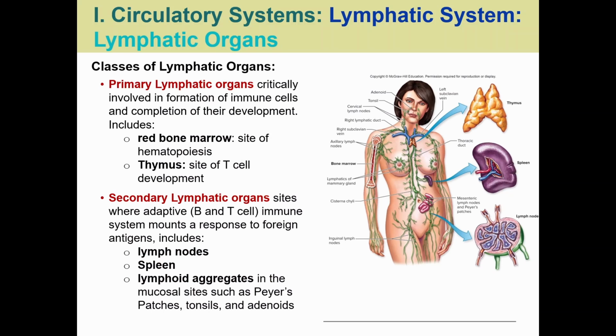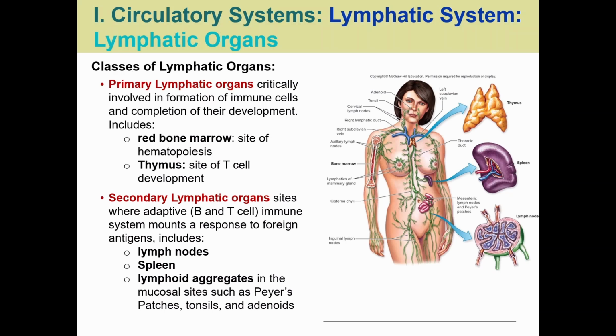Now, the vessels are not alone. We have organs that help with the lymphatic system, and we can break them into two categories, primary and secondary. Primary are the ones where their main job is to be part of the immune system or the lymphatic system. Like red bone marrow, where we make all of our blood cells, including all of the white blood cells. And the thymus, where T cell maturation occurs. Those are the main jobs for those components, and so we consider those primary.